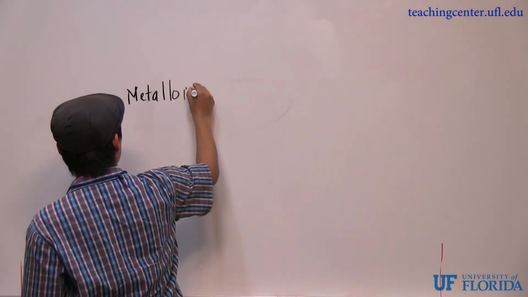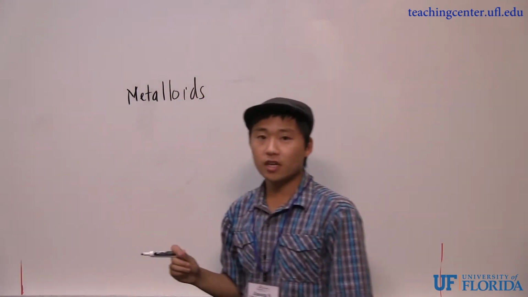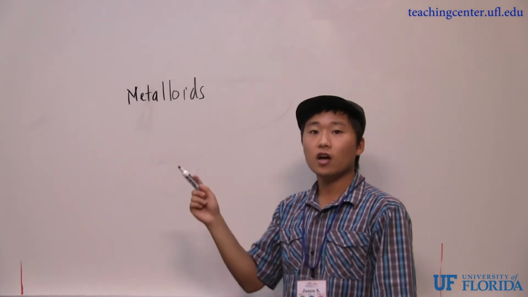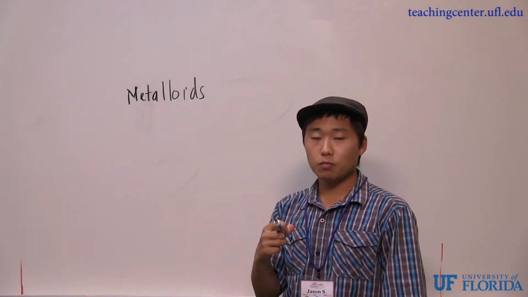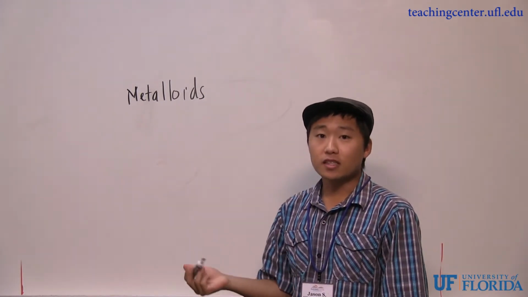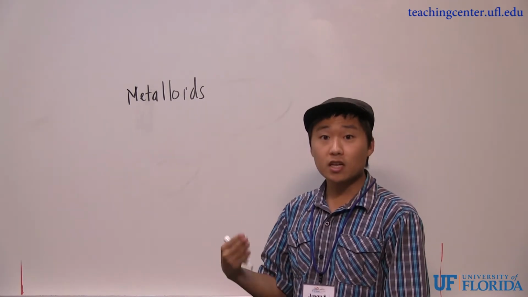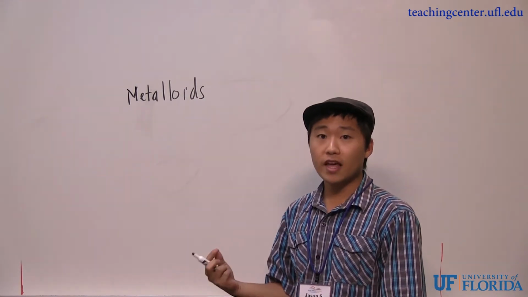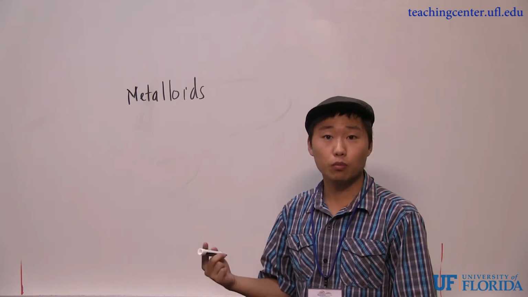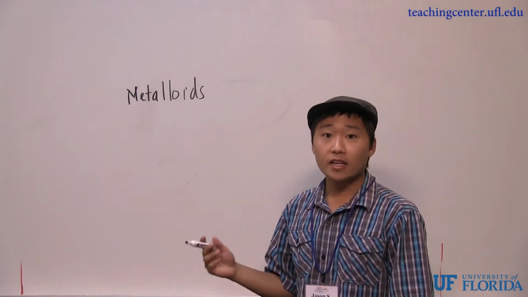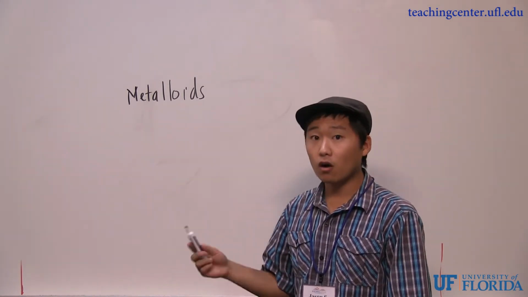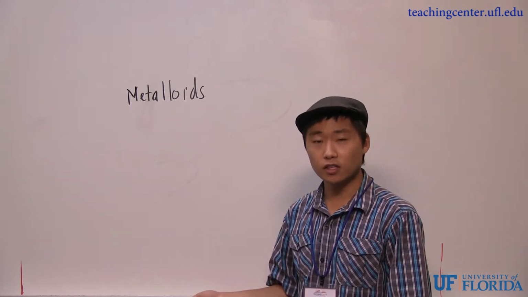Now the metalloids are interesting because they contain properties of both nonmetals and metals, but they're neither. That means that metalloids are semiconductors. This also means that they have some very non-metallic-like properties, and some also have metallic properties such as luster.